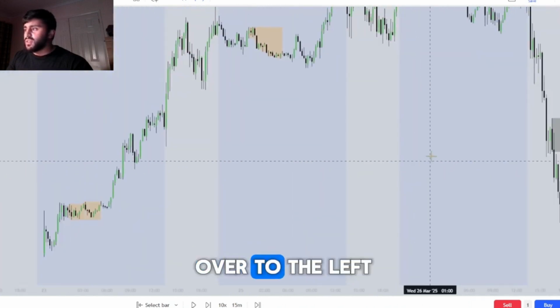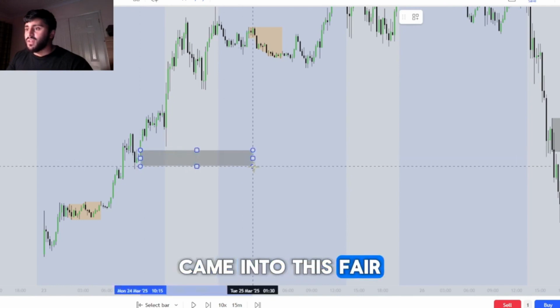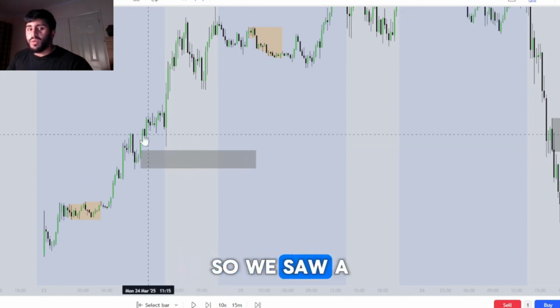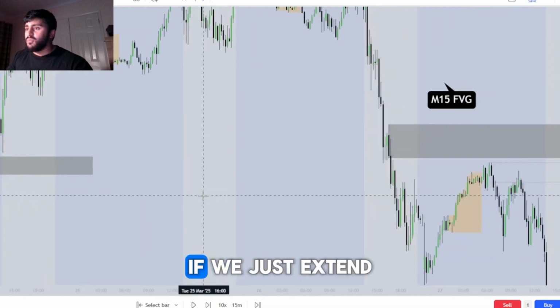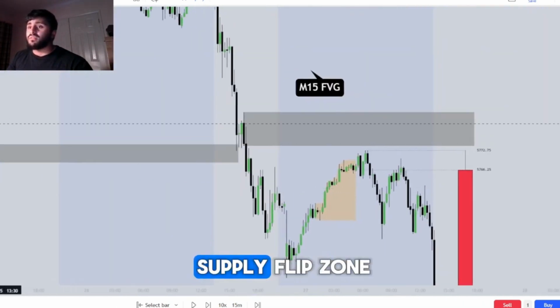If we just go over to the left, we can see price actually came into this fair value gap from the left, right? So we saw a bullish fair value gap over here. If we just extend that over to the right, we can see this is a demand to supply flip zone.